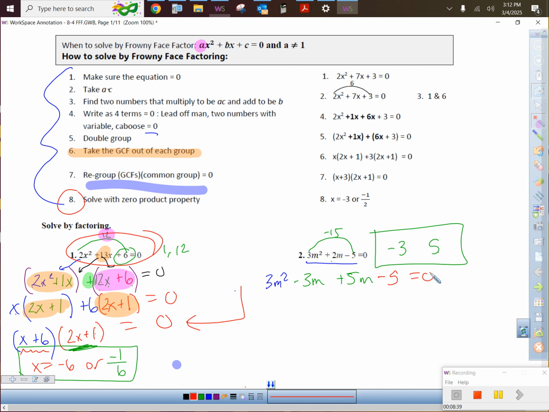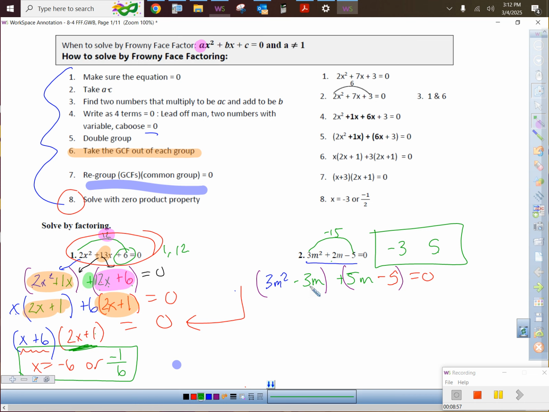So, wow, we took it from 3 terms to 4 terms. The idea next, double group. The first two terms go in a group, the second two terms go in a group, so we can take the GCF out of each group. So we'll start with the front one right here.